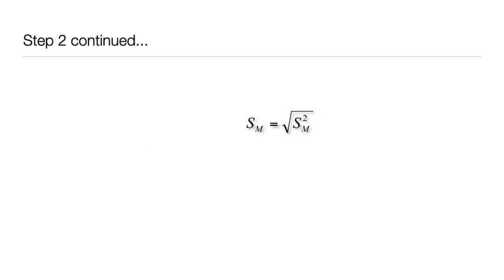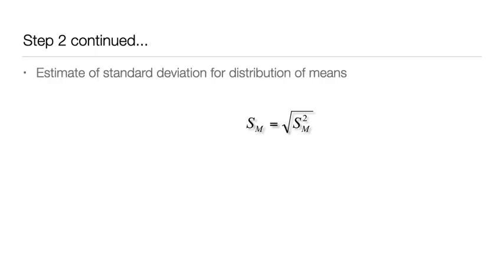Our next step is to take the square root of that, because we're trying to get the standard deviation. We're trying to get that estimated standard error. So we're going to take the square root of that value that we just calculated, 1.378, and that will give us 1.17. So this is that piece of the puzzle that we needed in step 2, our estimated standard error of the distribution of means. And so we're done with step 2.